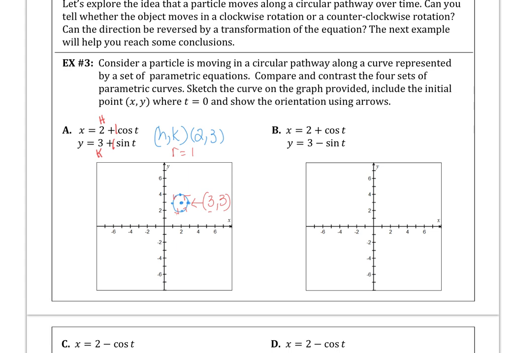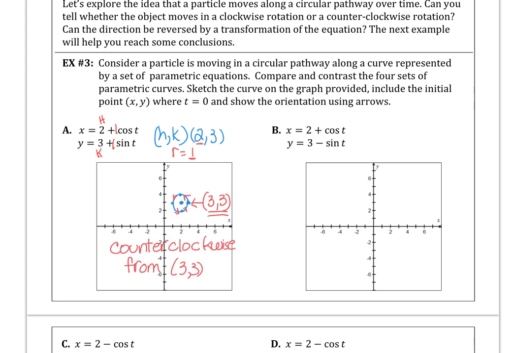So if we start here at 3, 3, because I started at 2 and went 1 unit to the right, the graph is going to go counterclockwise, starting at 3, 3.